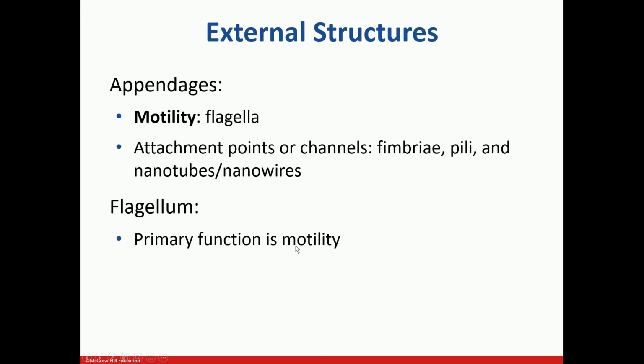Okay, now we have just seen some of the structures. Now we're going to talk about them in a little bit more detail. So the bacteria, as we said, they can have flagellum. The flagellum is basically for the motility, for the movement of the bacteria. The other structures are fimbriae, pili, and nanotubes and nanowires. They are usually for attachment to the surface or to the cells wherever they are trying to attach. So they are for adhesion and also for the exchange of genetic material or exchange of nutrients.